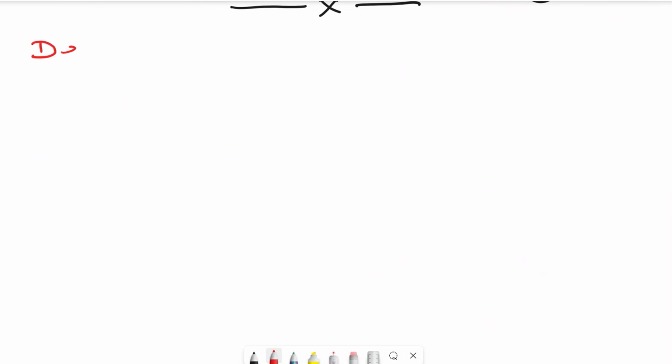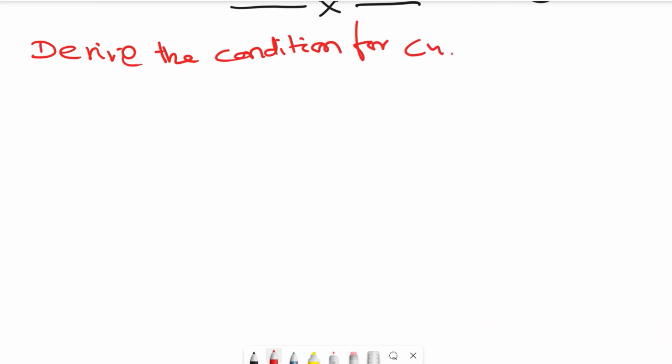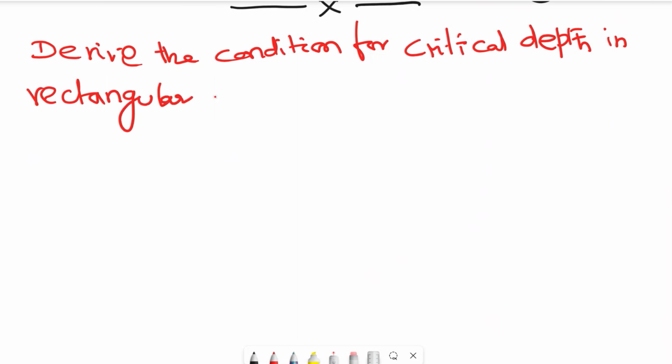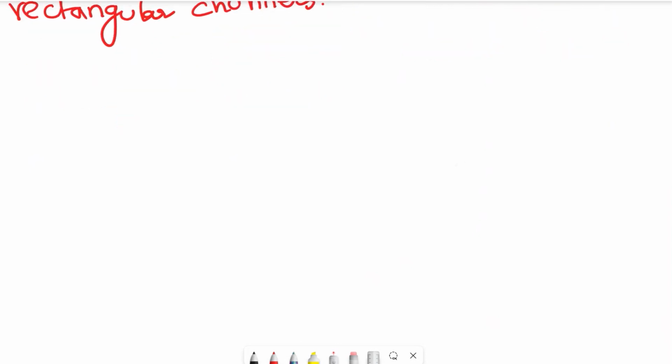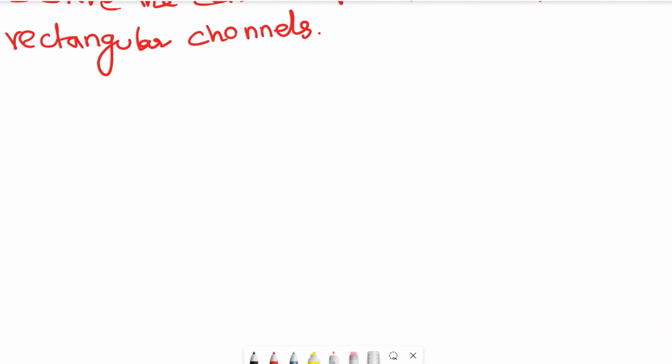Then derive the condition for critical depth, which is very very important, critical depth in rectangular channels, because at this level we concentrate more on rectangular channels. So I will take that up independently. You can do it from the previous one also, or you can do it independently.